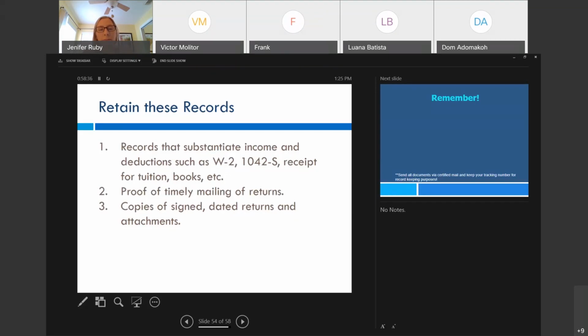Always get proof that you filed in a timely manner. If you're out of the US, you're going to need to mail these documents, and you want to mail them in a way that you can get evidence of when they're received. Some sort of courier service where you have a tracking number is what I would recommend.